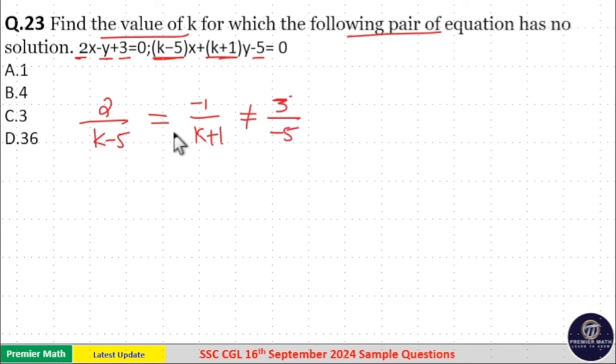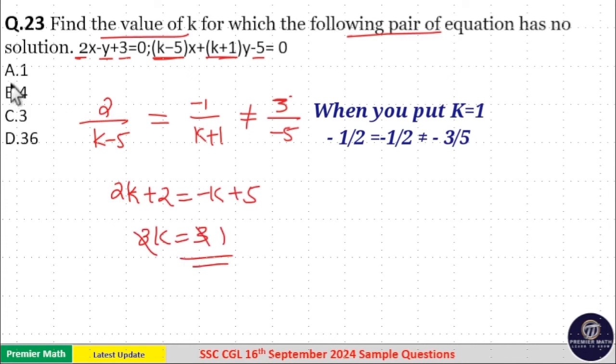Now let's check. 2k plus 2 is equal to minus k plus 5. Now 3k is equal to 5 minus 2, which is 3. Then k is equal to 1, which means at k equal to 1, the equation has no solution. Now you can see this is not equal to 3 by minus 5. So k is equal to 1. Option A is your answer.